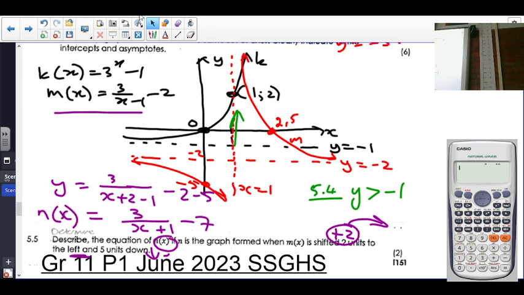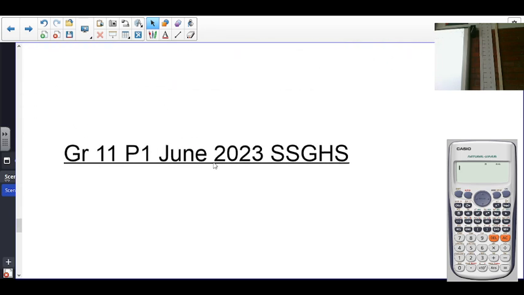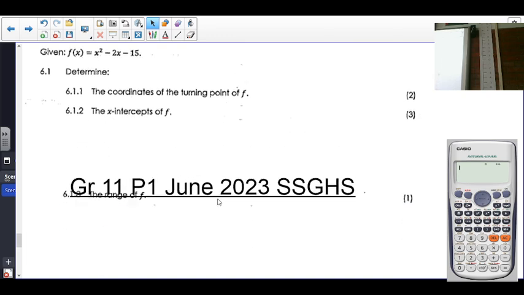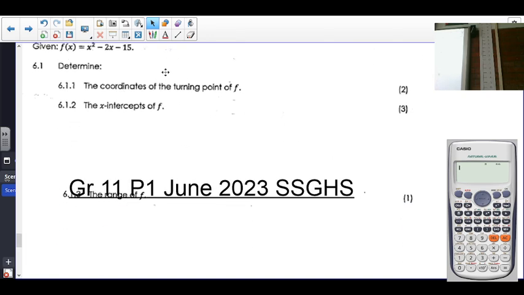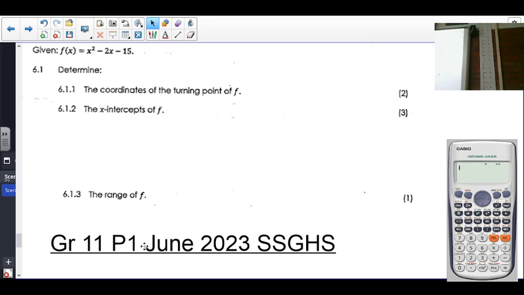Okay. People, let's carry on with our lives. We're going to question 6. We are given that f of x is equal to x squared minus 2x minus 15. Determine the coordinates of the turning point of f. So I'm just going to write the equation here. F of x is equal to x squared minus 2x minus 15.